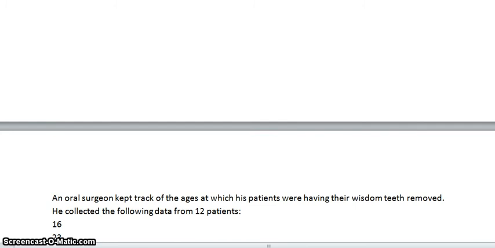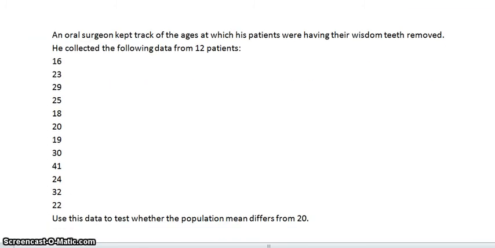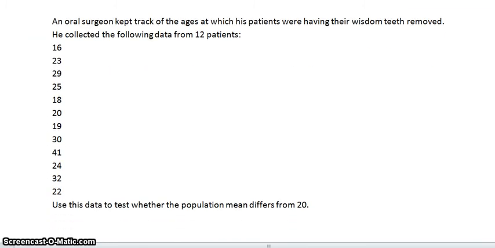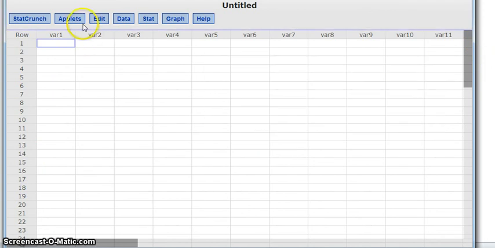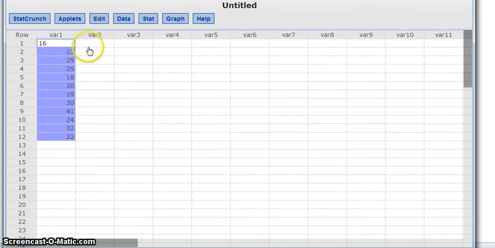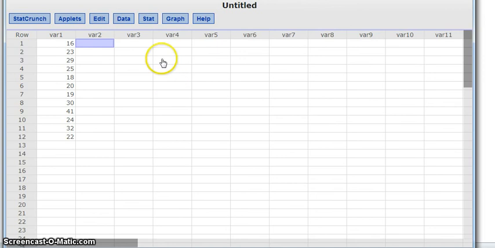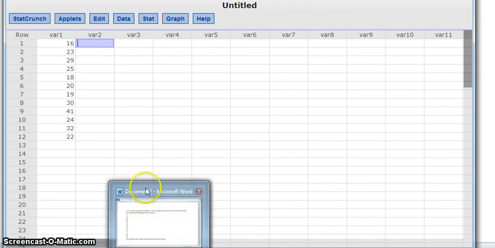Second problem is this one right here. We have an oral surgeon keeping track of the ages at which patients were having their wisdom teeth removed. So this is our data, and we want to use this to test whether the population mean mu differs from 20. So I copy the data, and I'm going to take it over to StatCrunch and paste it. And we want to test whether it differs from 20.